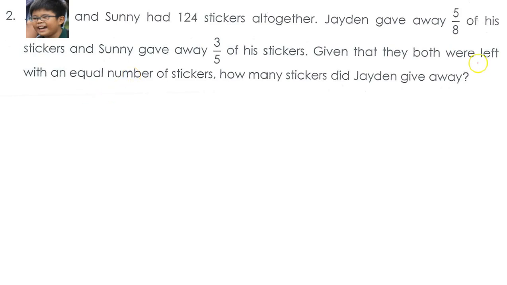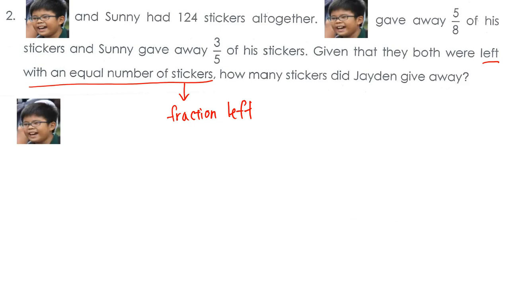Now when you are left with an equal number of stickers, that means you would want to know what fraction is left first, because this fraction that is left is exactly the same amount for both of them. Starting with Jaden first: if Jaden gave away 5/8, how much does he have left? Jaden will be left with 1 whole minus 5/8, because he gave away 5/8. That gives you 3/8.